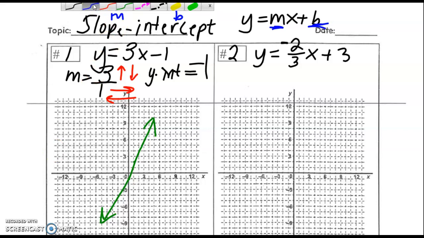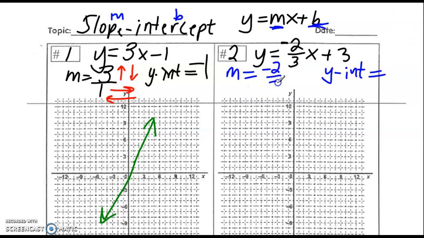So we've got to identify the slope, and we have to identify the y-intercept. And who can share the slope? Tyrese, what's the slope on this one? -2/3, good. And Tessa, what's the y-intercept?